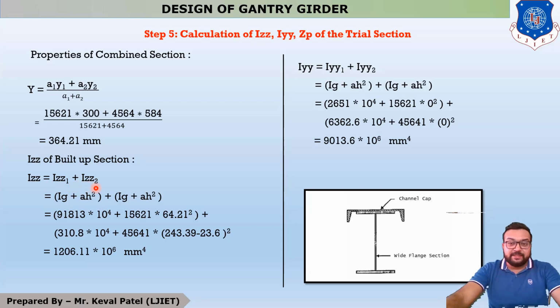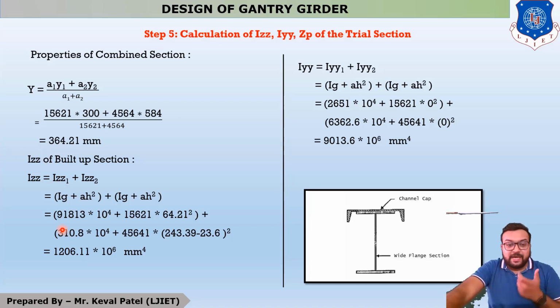Ixx1 plus Ixx2. Now for Ixx or Izz, we have to choose our I section as section number 1 and channel section as section number 2. Now the equation remains the same, Ig plus Ah square for both the sections. Now Ig means moment of inertia in x direction, because we are discussing Ixx or Izz.